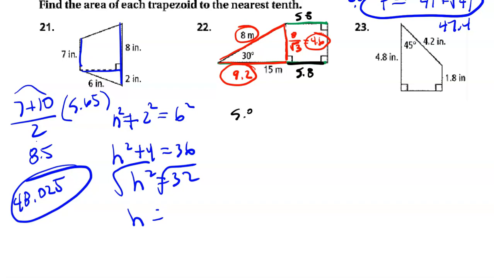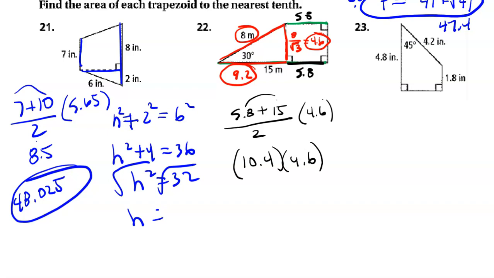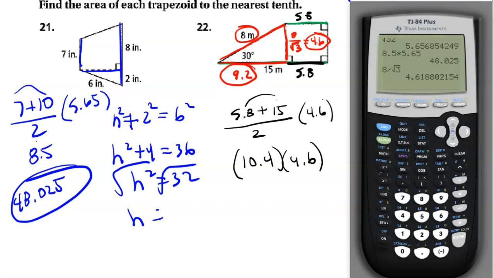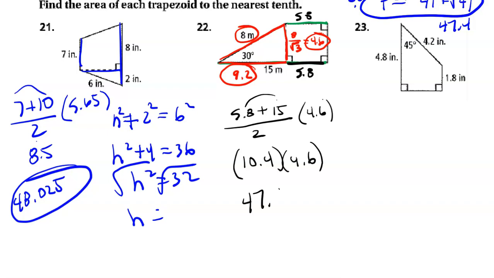So base 1 plus bottom base chopped in half, all multiplied by the height. So this is 20.8 divided by 2 is 10.4 times the height. 10.4 times 4.6 is 47.84.